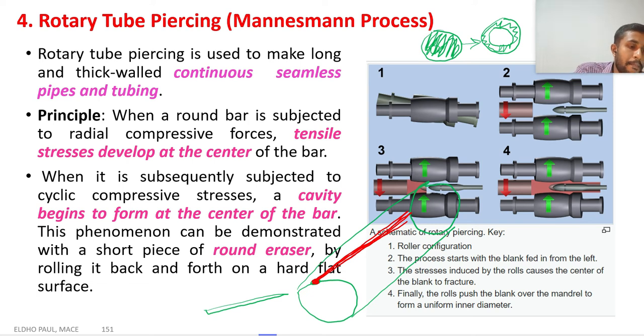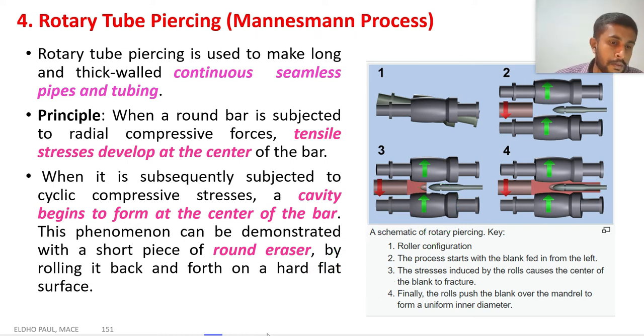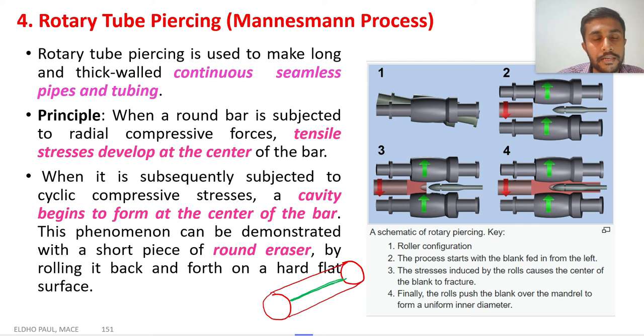But if we use the Mannesmann process, this type of seam cannot be seen. So using the Mannesmann process, we can make seamless pipes. If we make a pipe using this process, we cannot see such a joining area along the longitudinal direction of the pipe. That is the important advantage of the Mannesmann or rotary tube piercing process. The basic principle is that when a round bar is subjected to a radial compressive force, a tensile stress will be developed at the center of the bar.